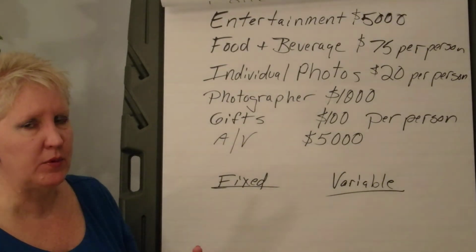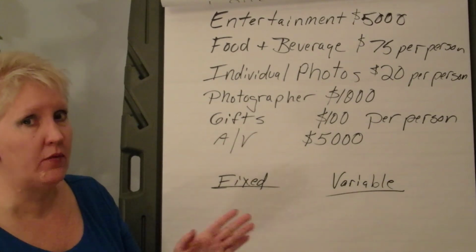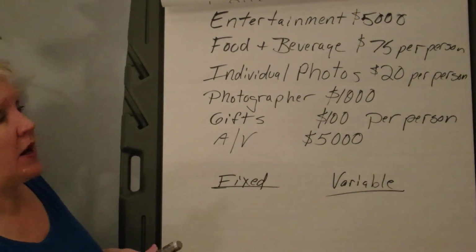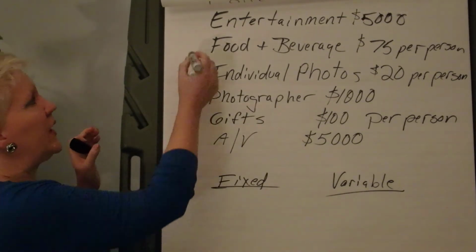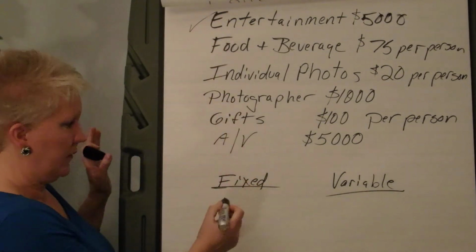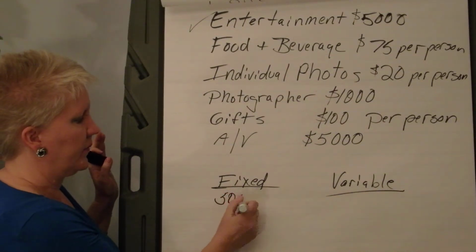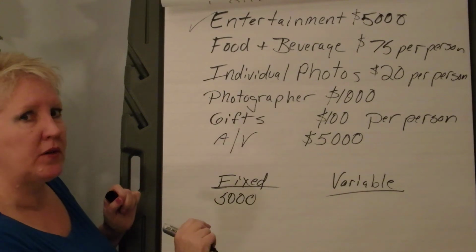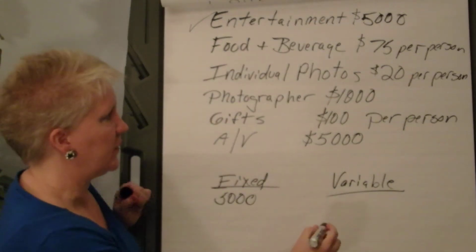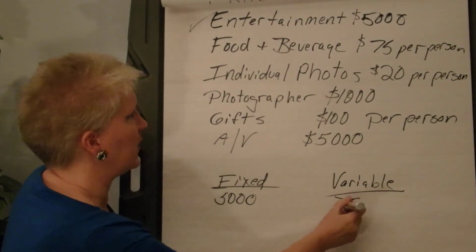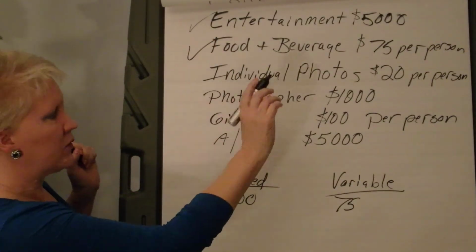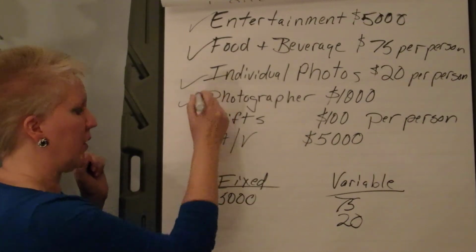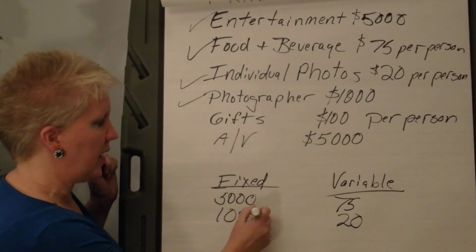So what I advise people to do, and again, this could apply in your office or on the exam, is make a fixed column, make a variable column, and go down your line items. Entertainment, $5,000, fixed. Food and beverage, $75 per person. Because it says per person, it is a variable cost, as we just said. So we're going to put it over in this one and check it off. Individual photos, $20 per person. Check it off. Photographer, $1,000. I'm sure you get the idea.